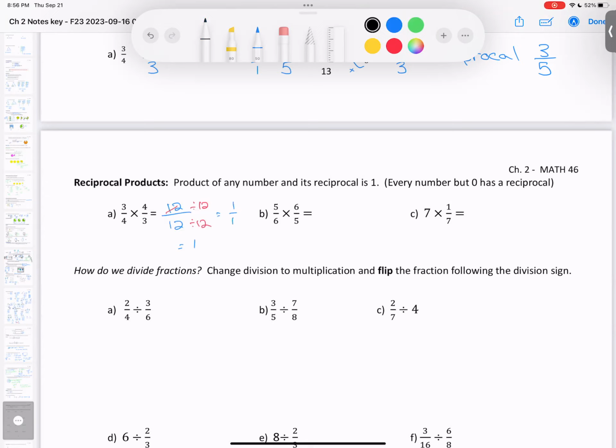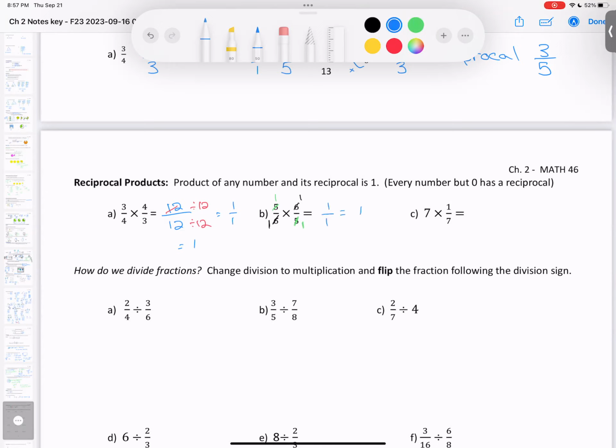So if we can see that we can divide the 6 by 6, it's divisible by 6. This bottom 6 is also divisible by 6. 5 is divisible by 5. And the 5 on the bottom is divisible by 5. So we get 1 times 1 over 1 times 1, which gives us 1 over 1 or 1.